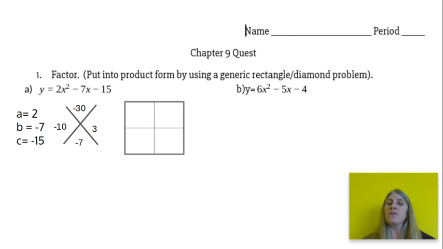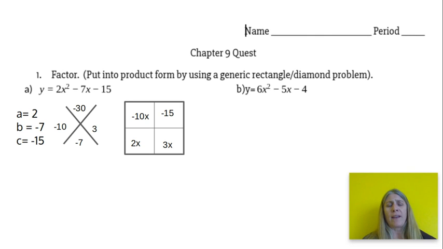We then start filling out our generic rectangle. We put our 2x squared in the bottom corner. That's supposed to be a 2x squared. And we put our negative 15 in the upper right. We take our right and our left answers from our diamond problem and we add an x and put them on either side. So we have a negative 10x and we have a 3x.